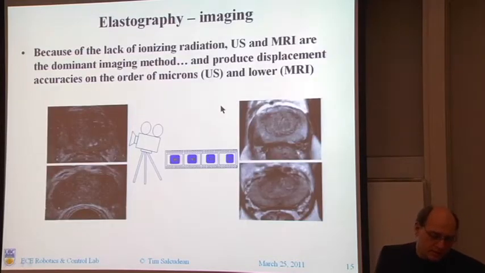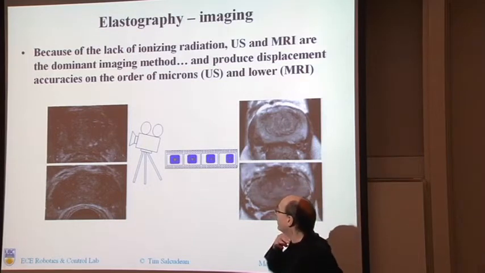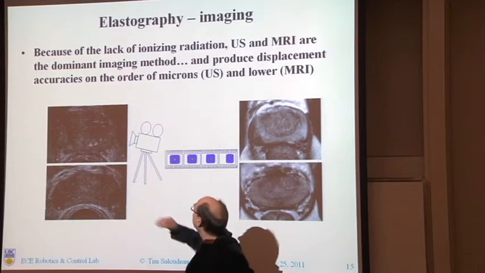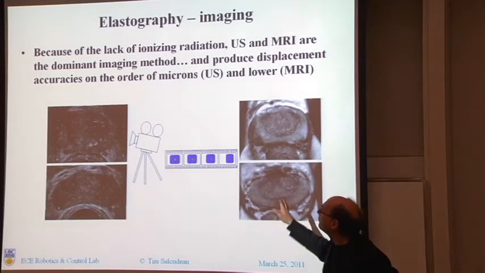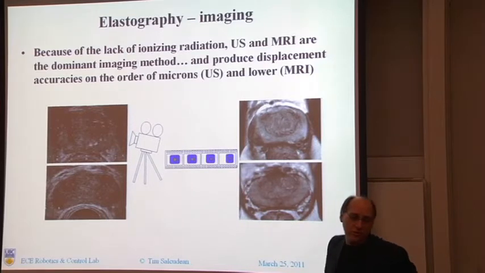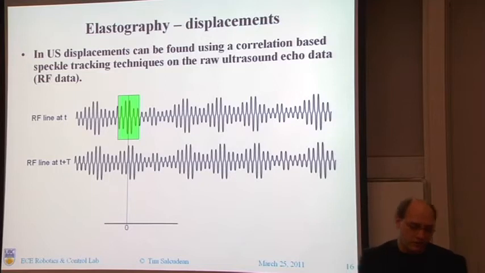Okay, and so let's go a little bit through the modalities to use. I'm not going to spend much time on MR. I'm going to spend mostly time on ultrasound. But because of the lack of ionizing radiation, really ultrasound and MR are the only 2 methods that have been used. People have shown this with CT, but with the controversy around radiation levels with CT, it's not a viable option.